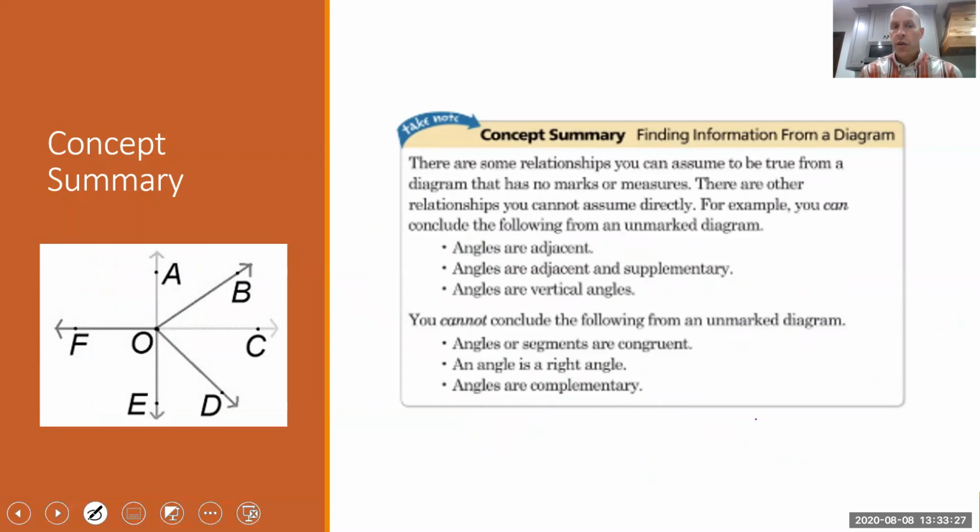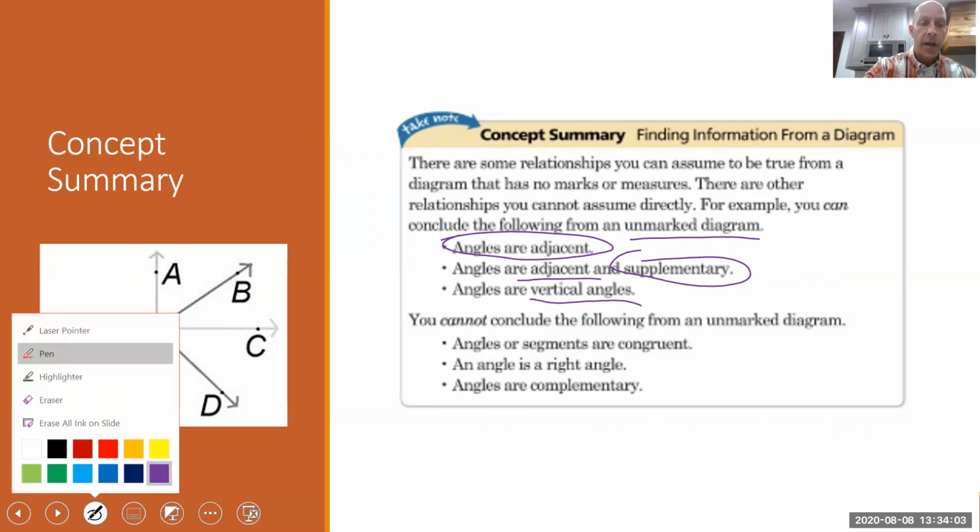This final slide is just a summary of some of the things that we've done and maybe some things that we haven't talked about. Basically, what you need to know is that there's certain times that you can use a picture to assume things, and certain things you cannot assume just based on a picture. For example, you can assume in a diagram that angles are adjacent, that they're next to each other. You can assume if angles are supplementary and adjacent. And you can also assume if they're vertical by just looking at a picture.